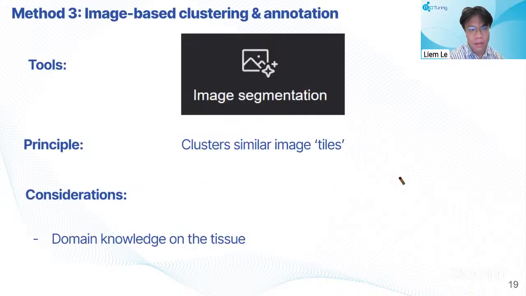So this method is fairly straightforward too. It's just a simple image segmentation feature that groups similar image types. But again, this method does not output subtypes or pathway analysis. So users should have domain knowledge or a histology expert on their team to pick up the insights from this feature. And the way this feature actually works is in the next slide.